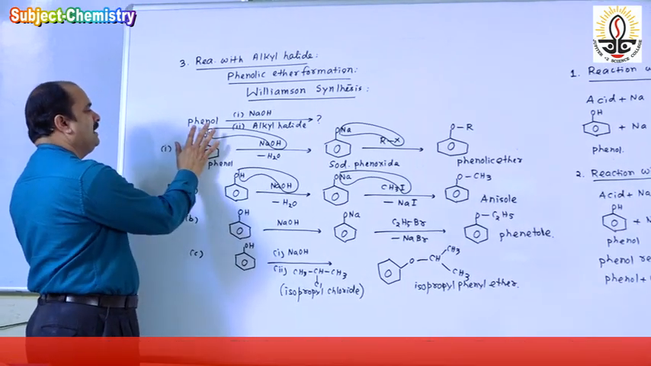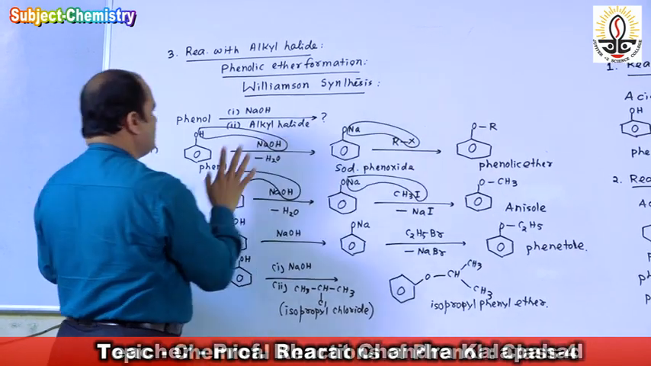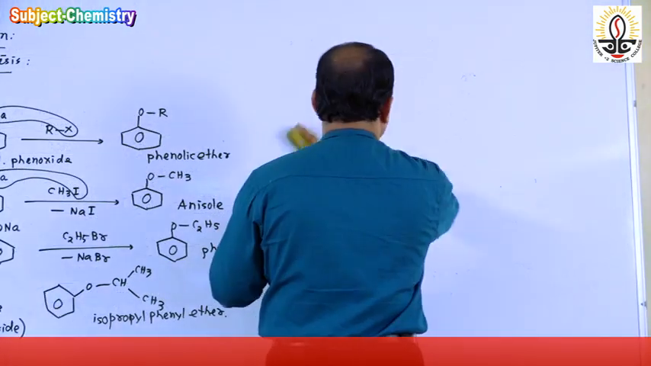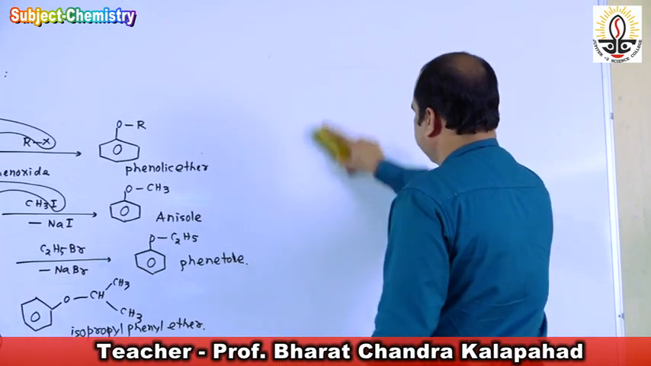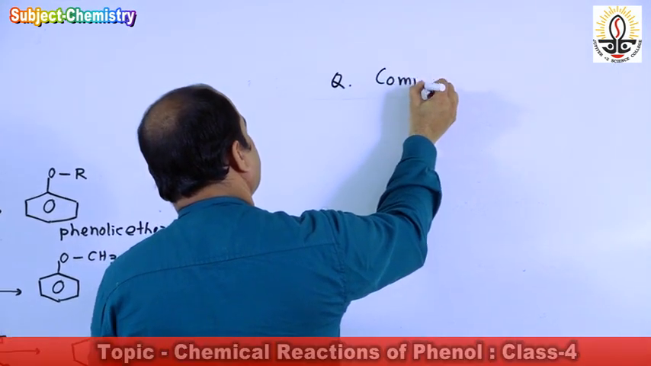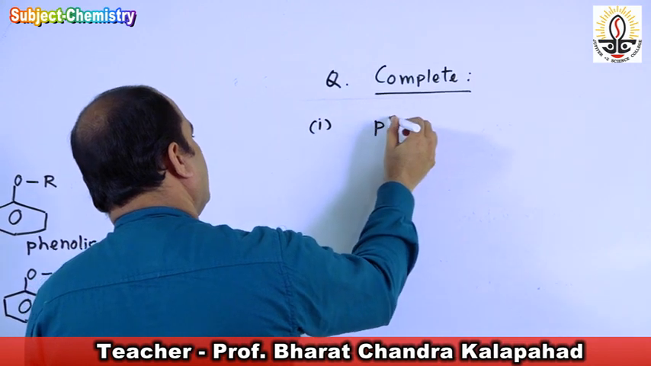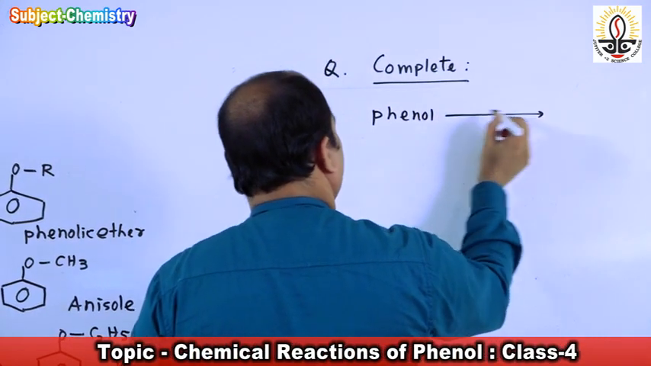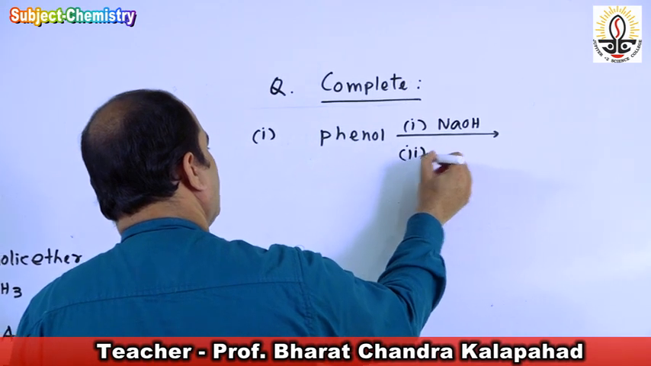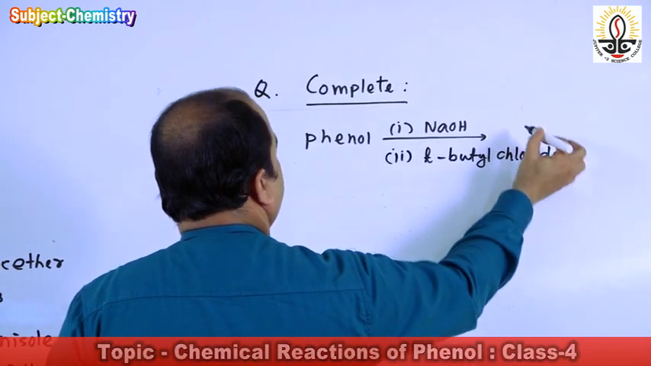Let us discuss again. Phenol reacts with alkyl halide in alkaline medium to give phenolic ether. On the basis of this reaction, I will give you some homeworks. Write down the homework. Question number one: what happens when phenol reacts with NaOH and the product formed again reacts with tertiary butyl chloride? This is the first question.